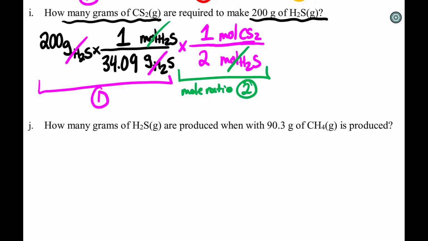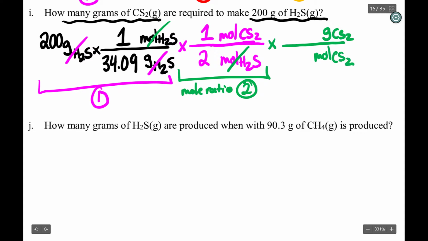Now in my last step, I need to get grams of CS2, so I must put that on the top of my next fraction. I want to get rid of moles of CS2, I put that on the bottom. Grams and moles is molar mass. For every 1 mole of CS2, it weighs 76.15 grams. This is my third step. Moles of CS2 cancels with moles of CS2.